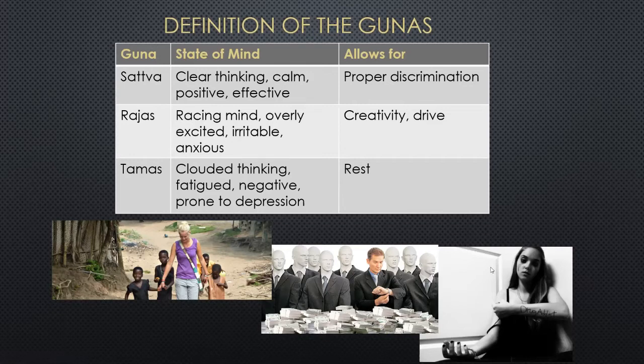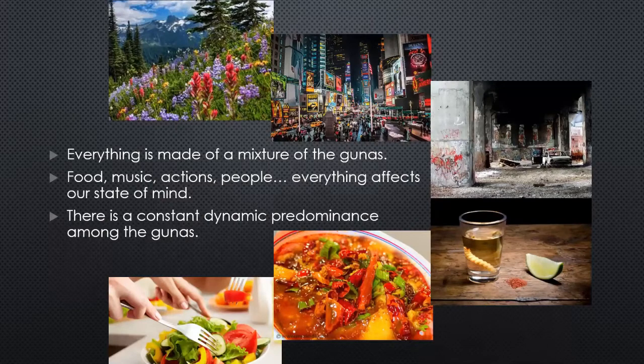It's not that anybody is any of these three necessarily, but these are just prototypical people where you can find the mode being very prominent, and we're always in a constant fluctuation between the three. But not only are people, but also everything is made out of a mixture of gunas, and that's why we get influenced into being more of one, more in the other.